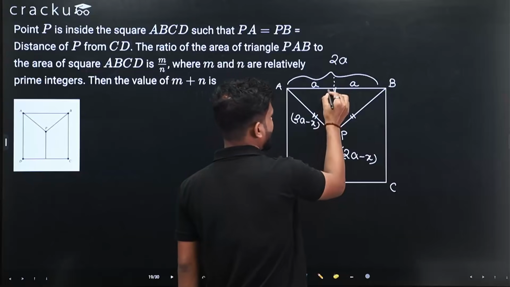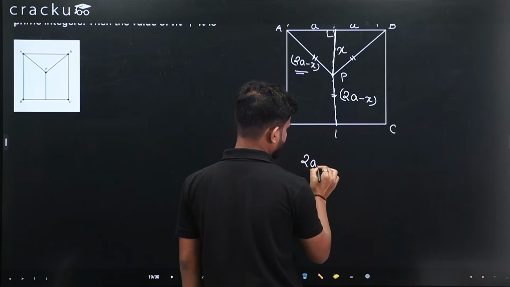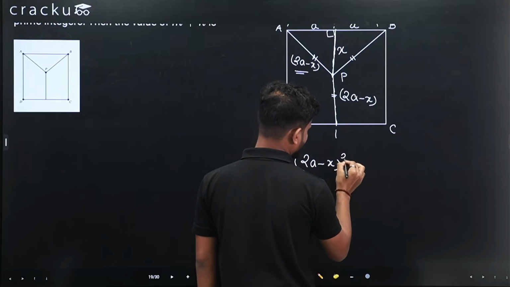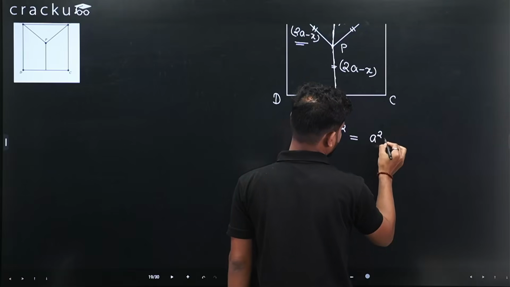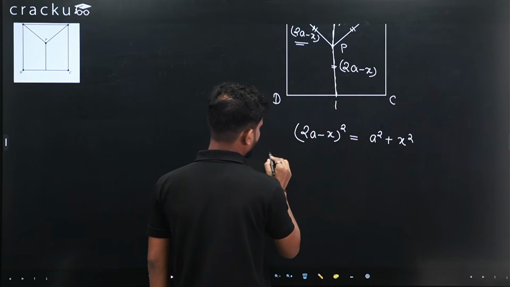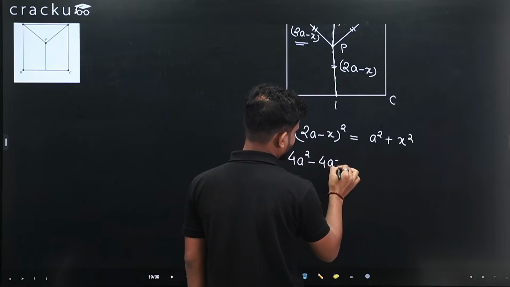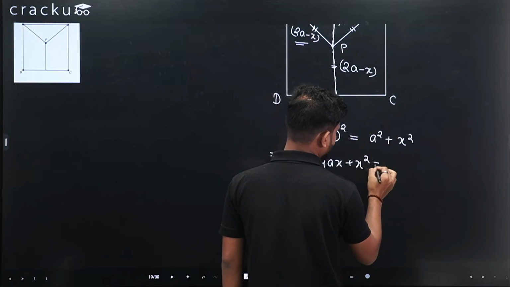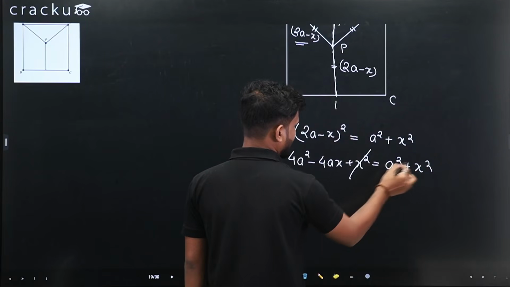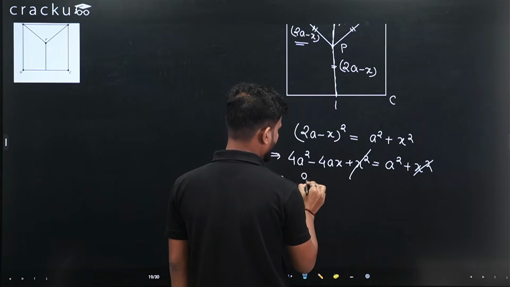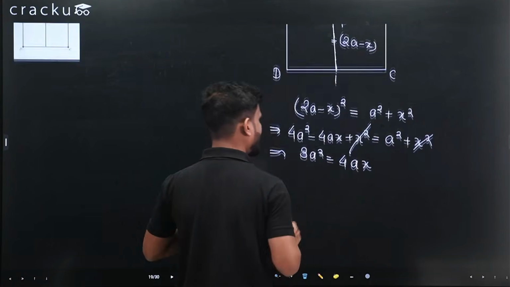Now, in this right angled triangle, I can say 2a minus x square is the hypotenuse. So (2a minus x) square is equal to a square plus x square. From here I can write 4a square minus 4ax plus x square is equal to a square plus x square. From here x square gets cancelled, or 3a square equal to 4ax.